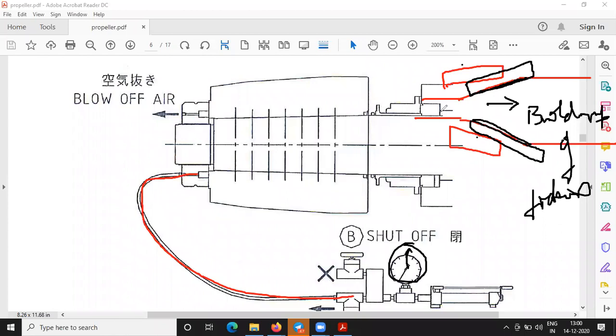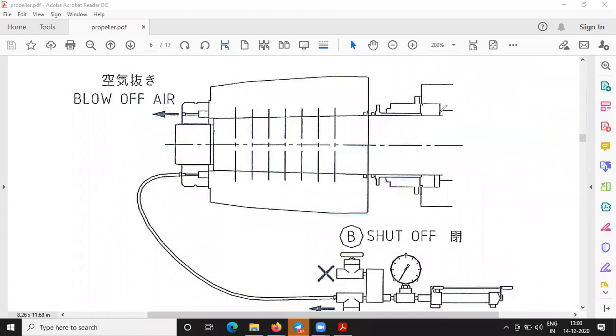Understood until now? What is the value of this normal pressure? Sir, the value we'll talk about later, but the procedure you understood now?